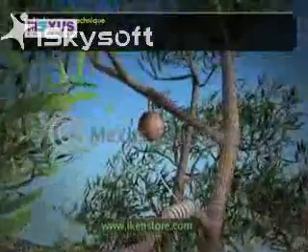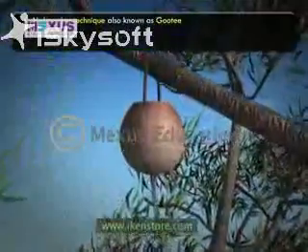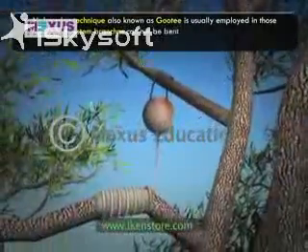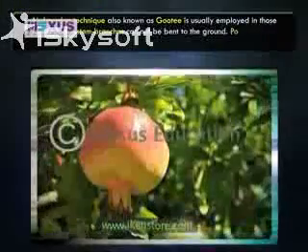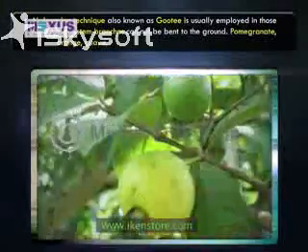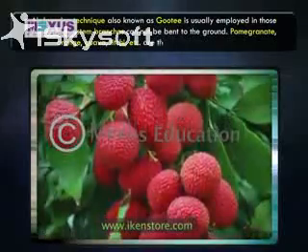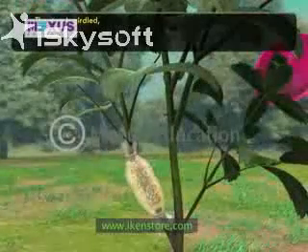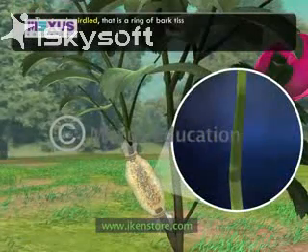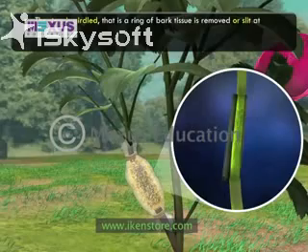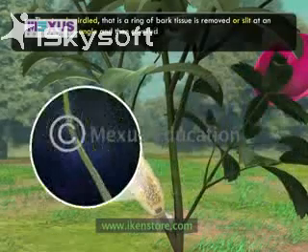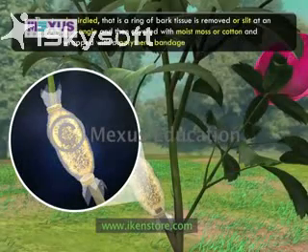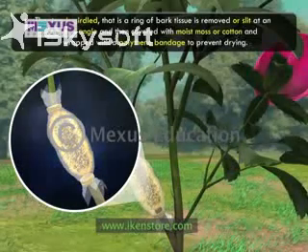Air layering technique, also known as gootee, is usually employed in those plants where stem branches cannot be bent to the ground. Pomegranate, orange, guava, lychee, etc. are the examples of such plants. The stem is girdled, that is, a ring of bark tissue is removed or slit at an upward angle and then covered with moist moss or cotton and wrapped with a polythene bandage to prevent drying.